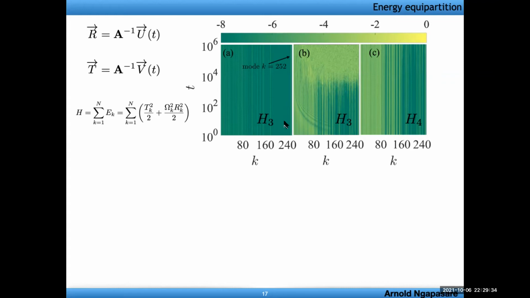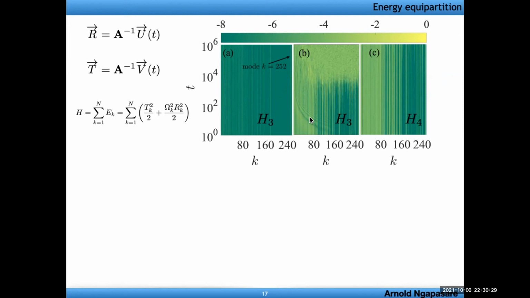What I'm starting with for H3 here is an initial energy of 10 to the minus 4, which is very low compared to what I was using in the previous cases, which is energy 0.2. So what it simply means is that I'm almost in the near linear regime. If we excite the system in that way, we see that most of the energy remains in this mode 252. Of course, maybe I could have done better with my visuals here. Remember the energy is very small here, 10 to the minus 4. So basically we have most of the energy remaining in this mode 252.